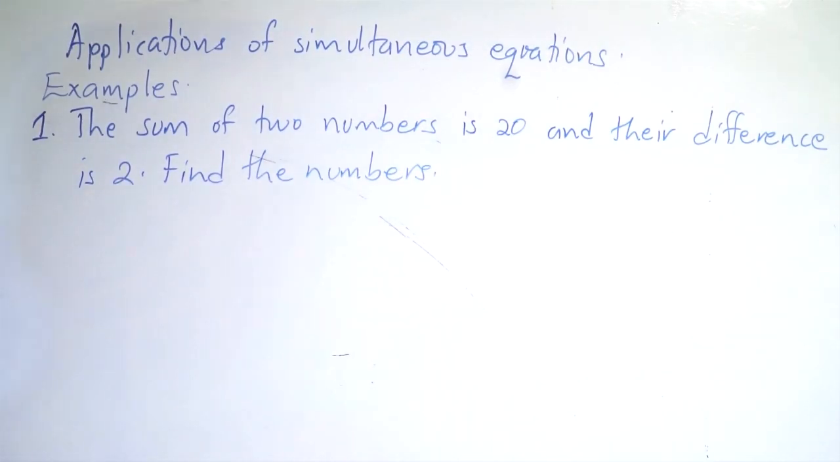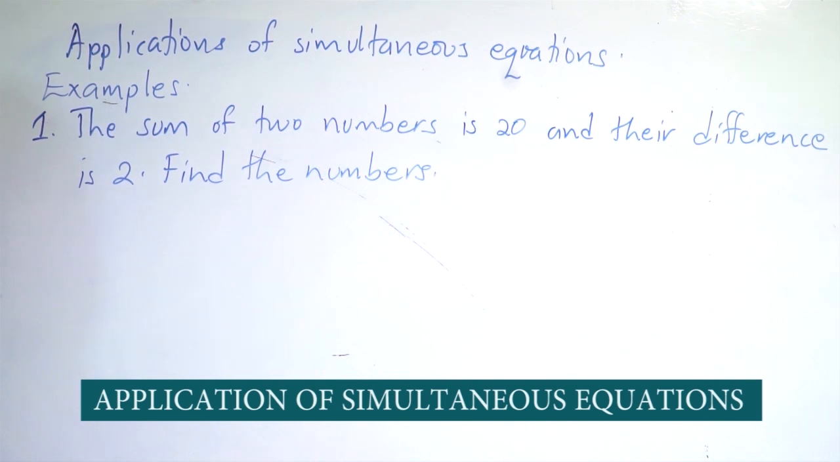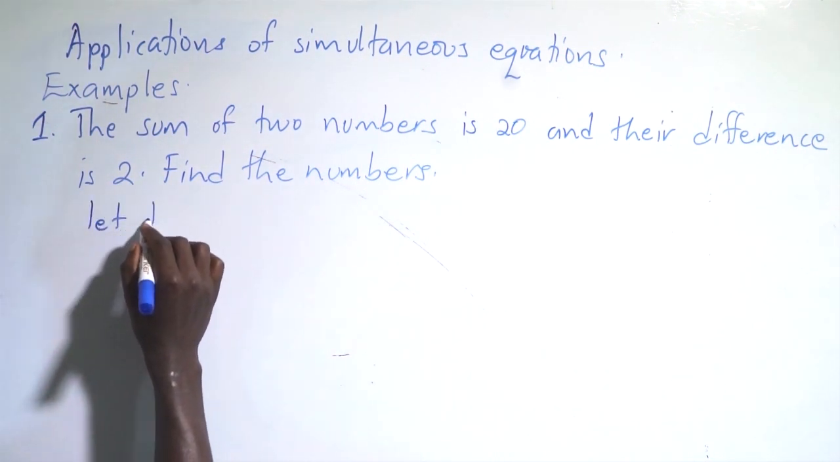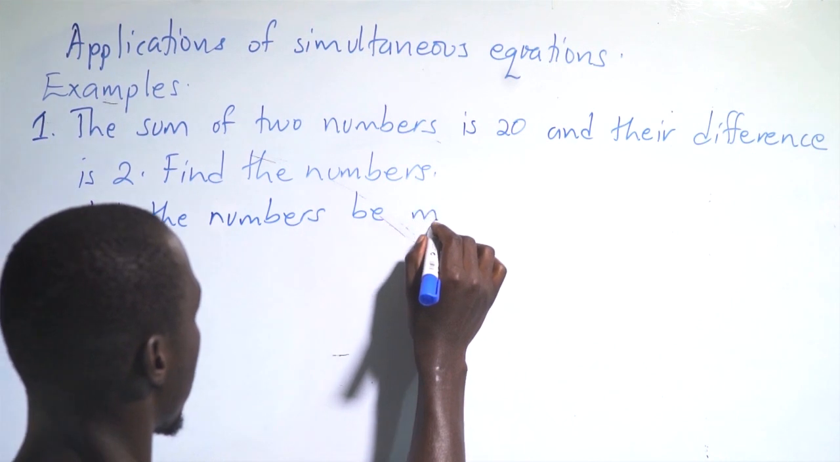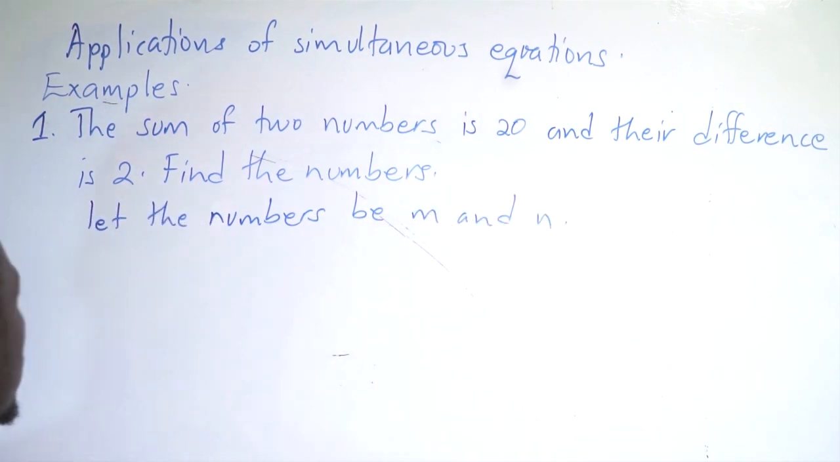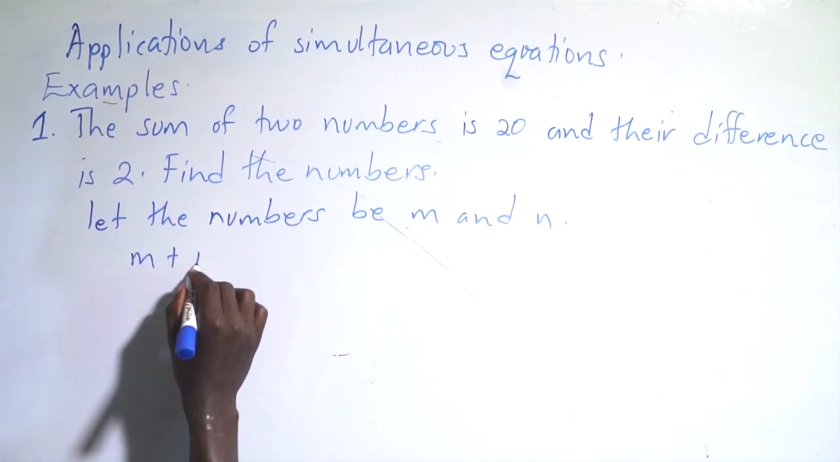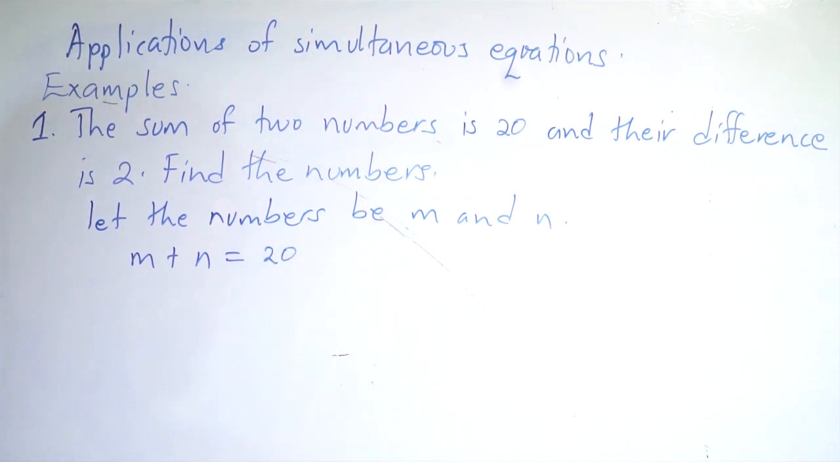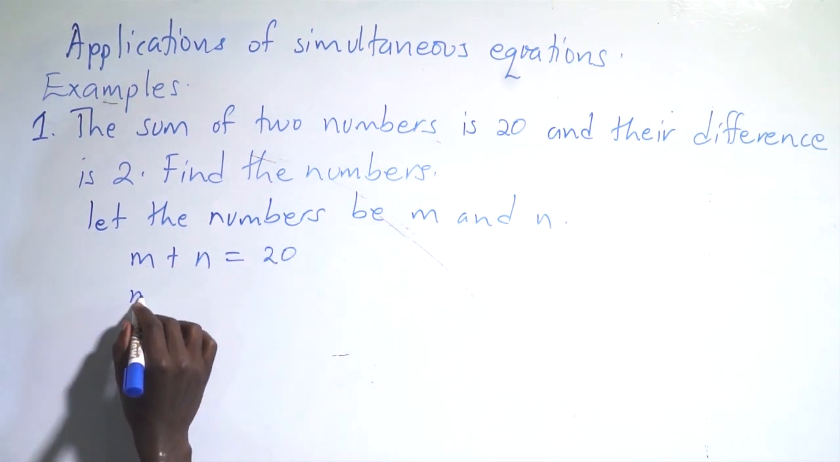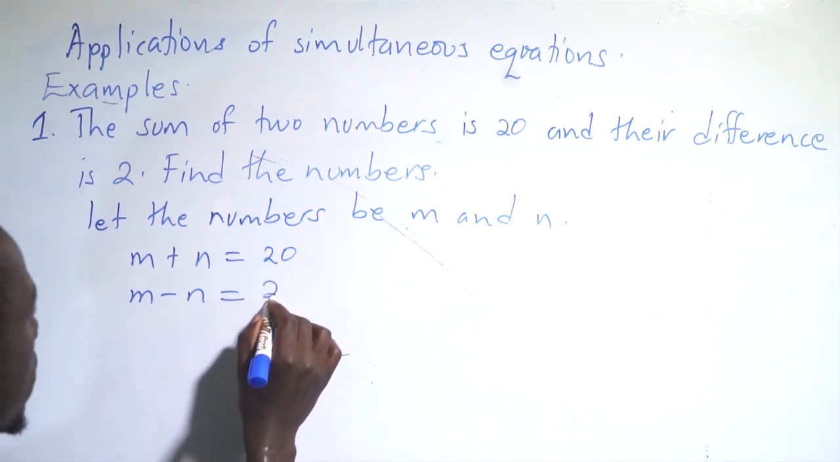In our lesson 5 today in simultaneous equations, we are going to talk about the applications. Our example 1: the sum of two numbers is 20 and their difference is 2. Find the numbers. So I can begin by letting the numbers be m and n. So the sum, that is when I add them, m plus n is equivalent to 20. Then their difference, when I subtract them, should be 2.